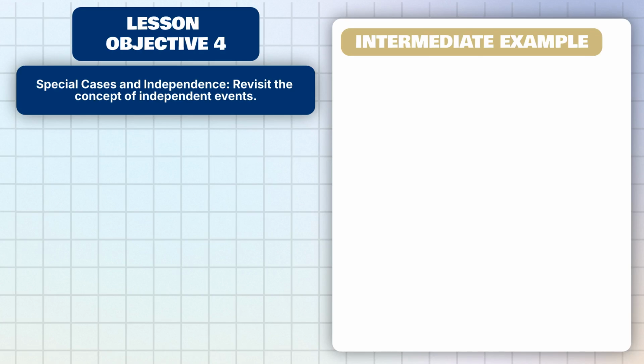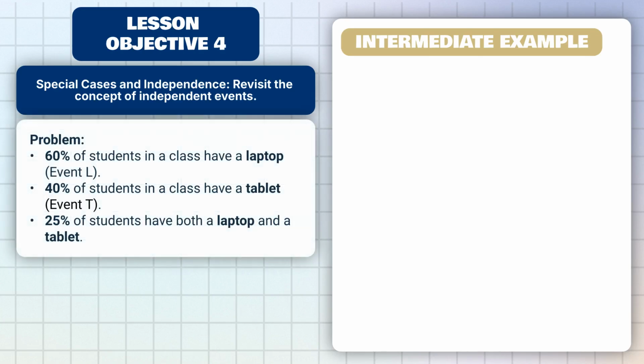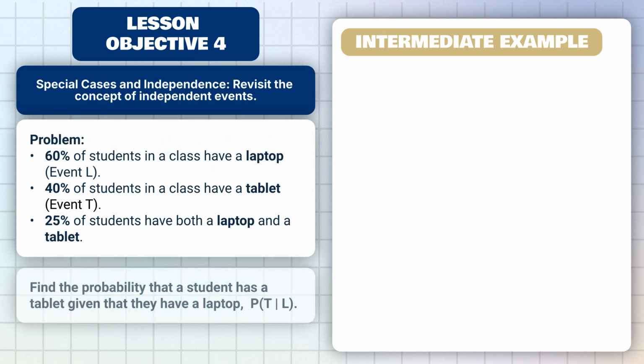Let's consider a scenario where 60% of students in a class have a laptop, which is represented by event L, and 40% have a tablet, which is represented by event T. Additionally, 25% of students have both a laptop and a tablet. We want to find the probability that a student has a tablet given that they have a laptop.